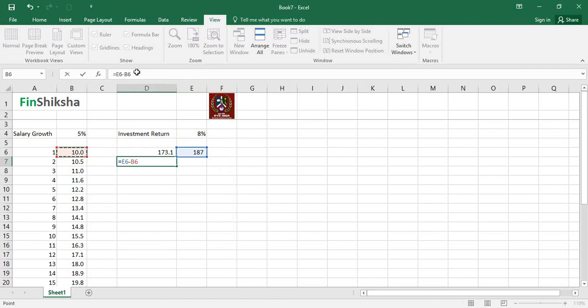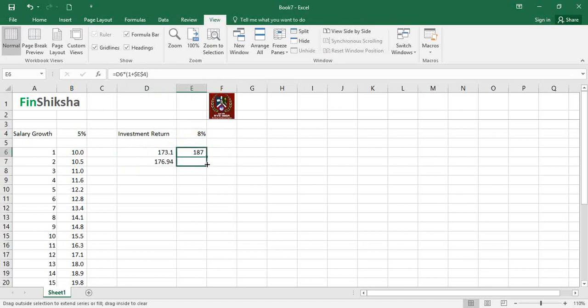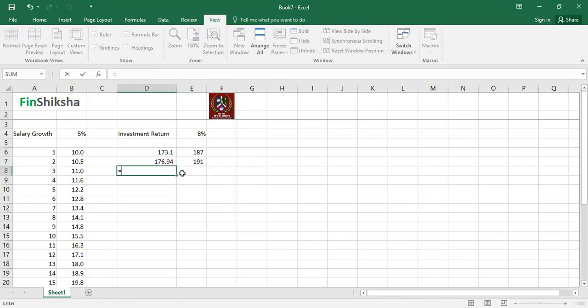That's because it's the end of the year. You take out that amount. And then this number also grows at 8% over the next year. And then you take out from 191, you take out 10.5 lakhs. And then this number grows at 8% and so on and so forth, right?